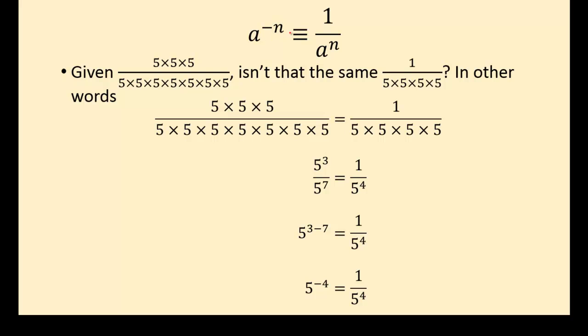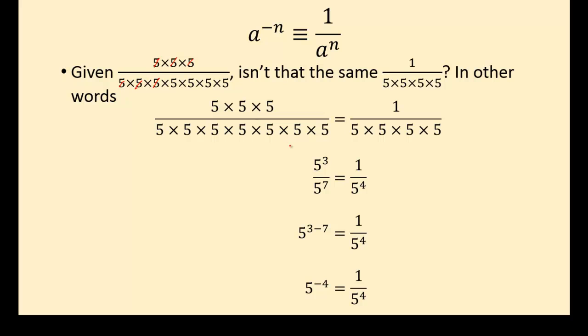So a to the minus n is identical to 1 over a to the n. The intuition: 5 times 5 times 5 divided by 5 times 5 times 5 times 5 times 5 times 5 times 5. Well, we have 7 of them here. Let's do a little division. 5 divided by 5 gives me 1. 5 divided by 5 gives me 1. 5 divided by 5 gives me 1, leaving me 4 of them under here. So we now know that this is equal to this.